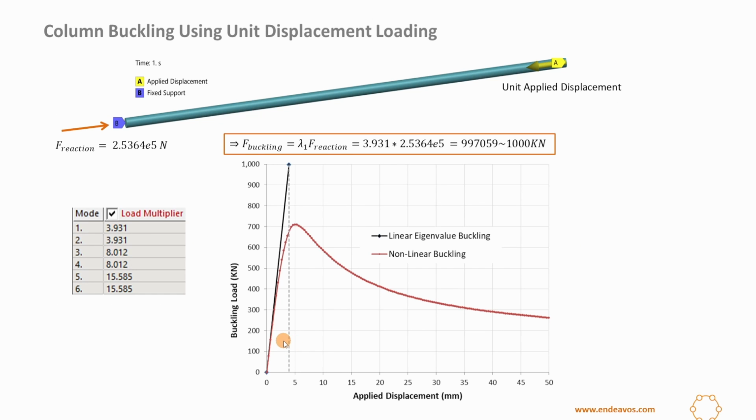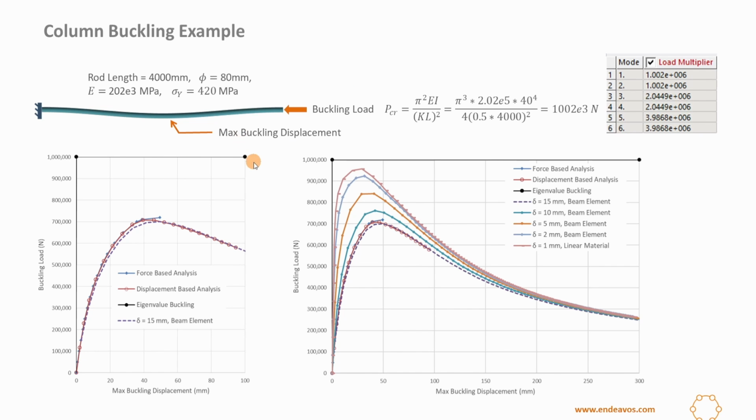To generate this chart, I will simply take the displacement at which buckling is happening, which is 3.931 millimeters. This goes on the horizontal axis right here. And on the vertical axis, I'm plotting the reaction force, which is 1,000 kilonewtons. So connect these 2 points and we get the slope of the force versus displacement chart for the linear eigenvalue buckling problem. In step 3, I did the nonlinear buckling problem similar to what I've shown here.